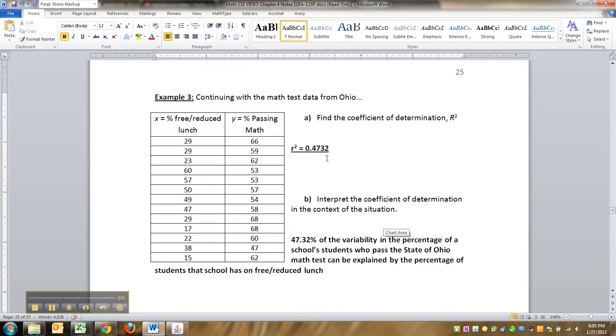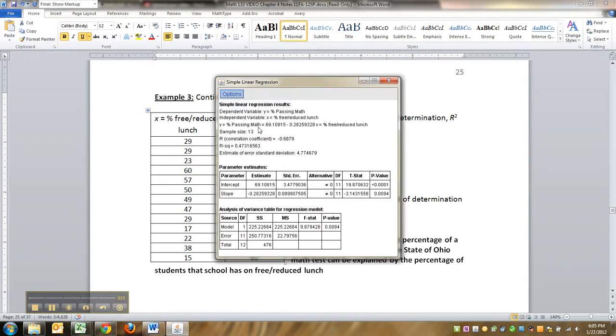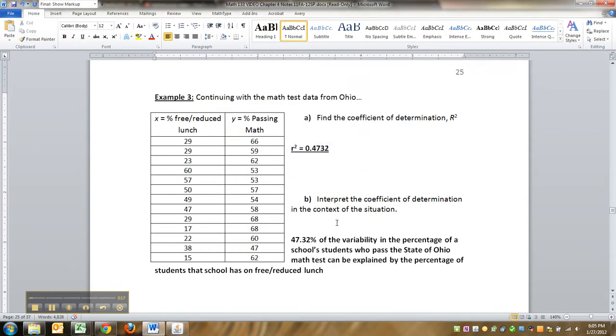All right, so the whole back half of the last video, we showed how to find the coefficient of determination with either Excel or with StatCrunch. I remember StatCrunch has it right up here, R square, RSQ, there it is. It's 0.4732. All right, so what does that mean?